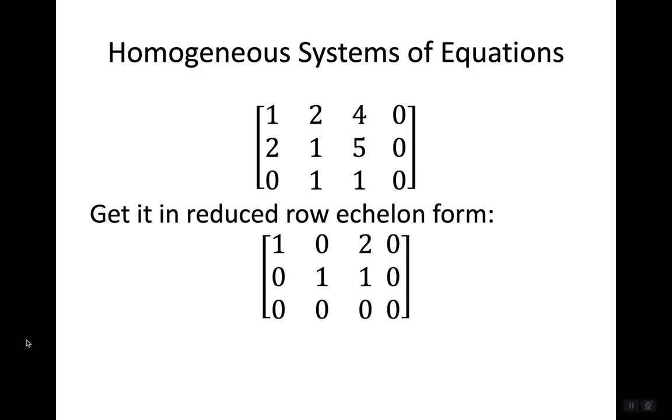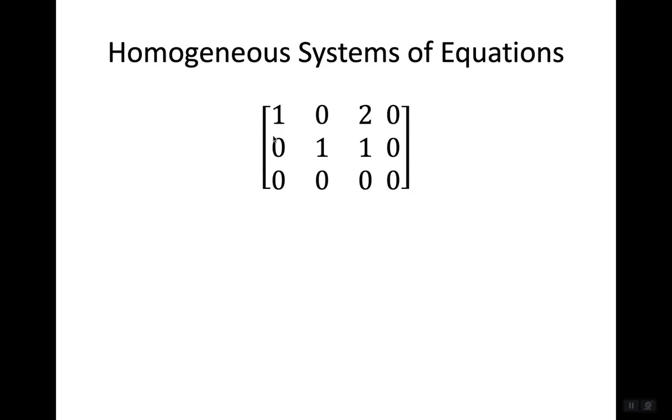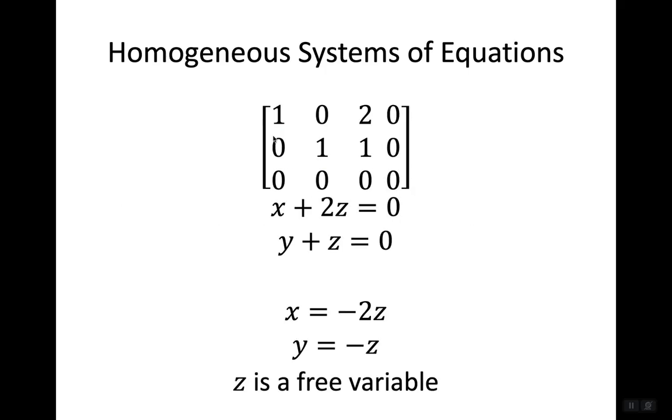First, let's kill off this 2 underneath the 1. Okay, we know how to do that. You multiply the top row by negative 1, and so on. You do all of that. So after you get in reduced row echelon form, this is what you end up with. Now, let's convert that back to a system of equations. This is x plus 2z equals 0, and this is y plus z equals 0.